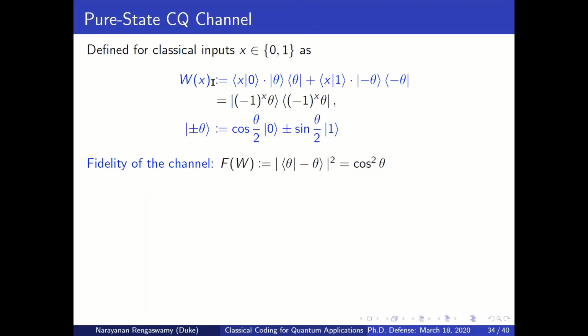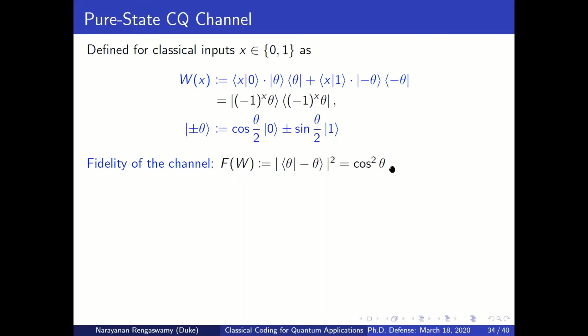So you send in classical bits. You send in x, 0 or 1, and the channel outputs one of two possible states, either theta or minus theta. Now, theta is just a length 2 vector. It's a qubit. So it's two entries, cos theta over 2 and sin theta over 2, and theta is between 0 and pi over 2. And if you send a 1, you get minus theta: cos theta over 2 and minus sin theta over 2. And then you can see that these two states have an overlap of cos squared theta. This is just the inner product squared.